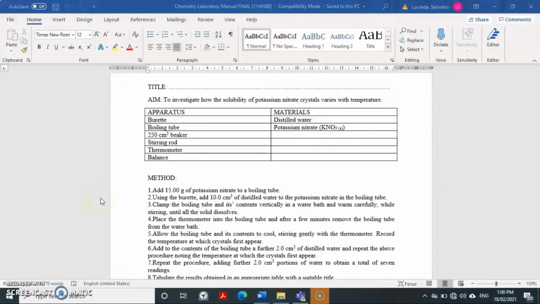Alright, so good day everyone. We are going to look at how the solubility of a solute varies with temperature, solid solute that is.